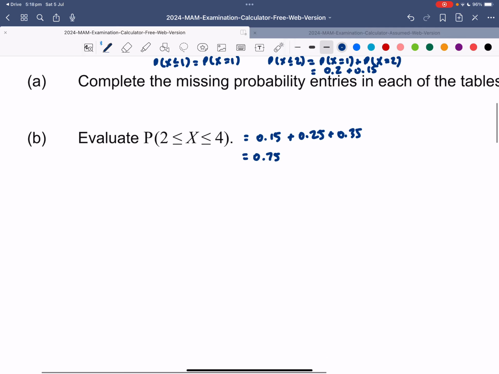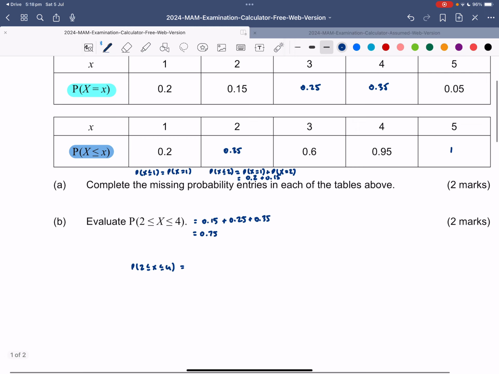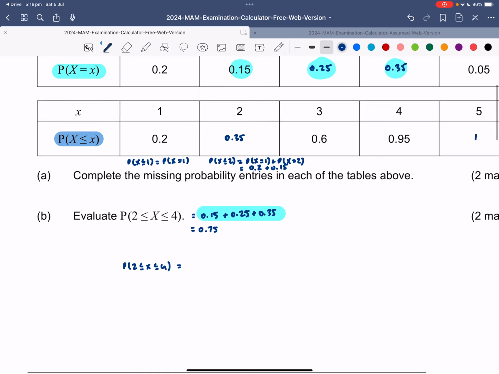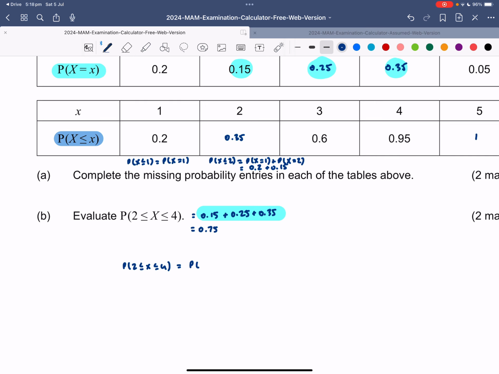Another way you could have done it, which I don't think is the easiest way, is you could have used the cumulative function. Over here, you'll notice that we added up these three individual probabilities. The other way you can do the probability of between 2 and 4 is, effectively, the probability that x is less than or equal to 4 minus the probability that x is less than or equal to 1. Okay, so that's the two ways.